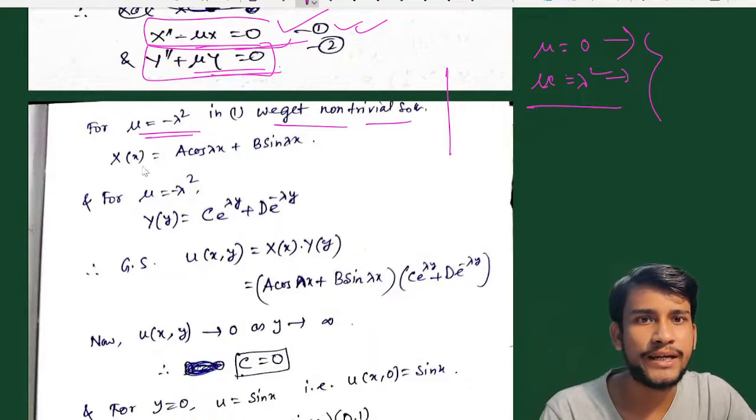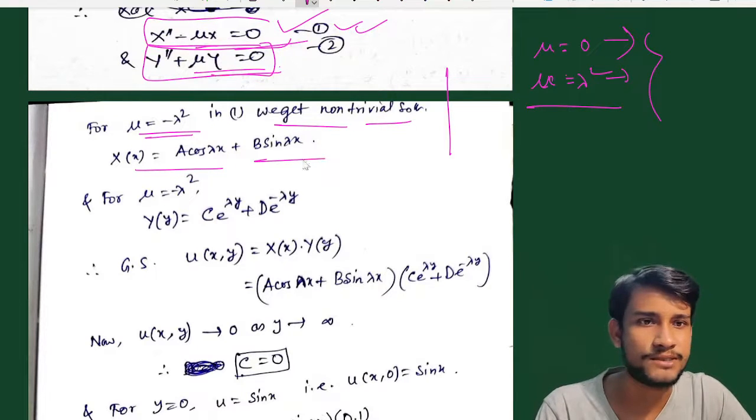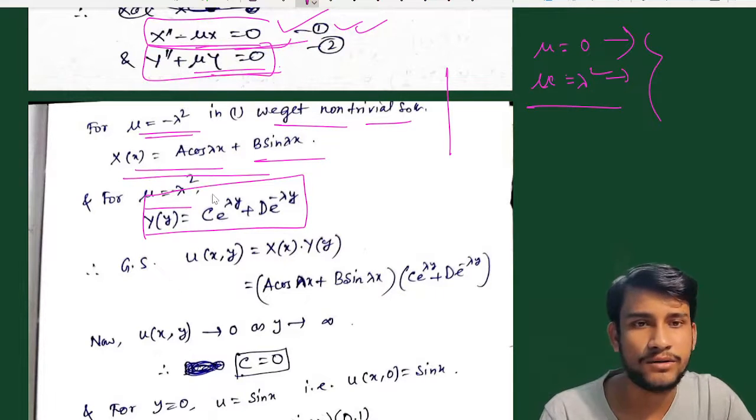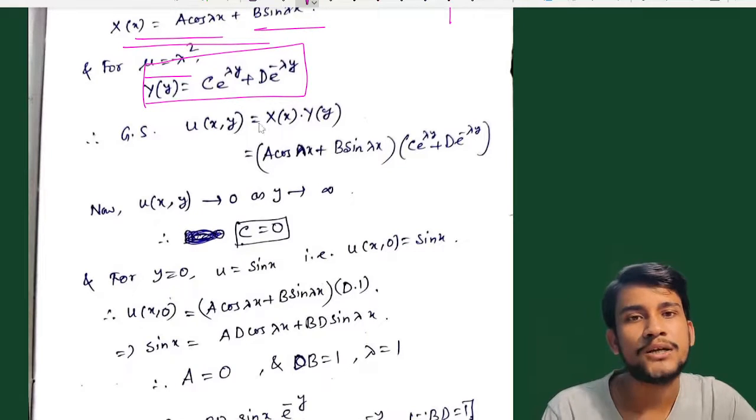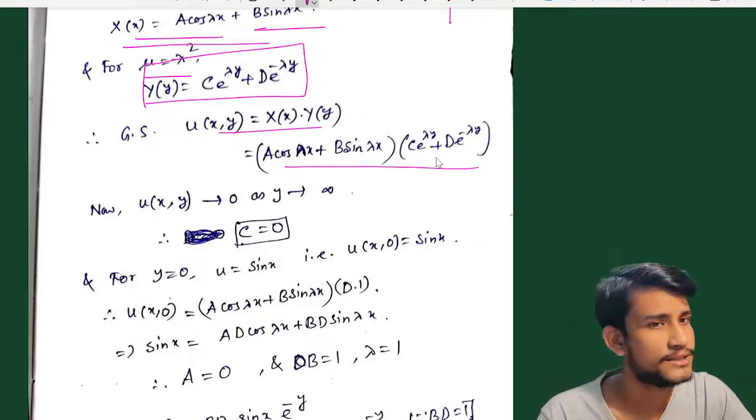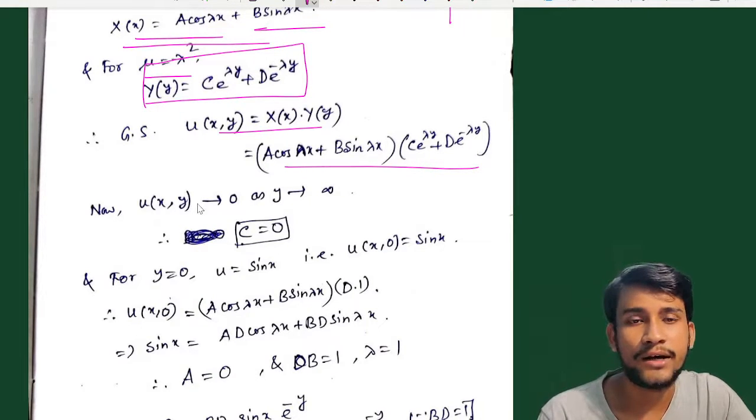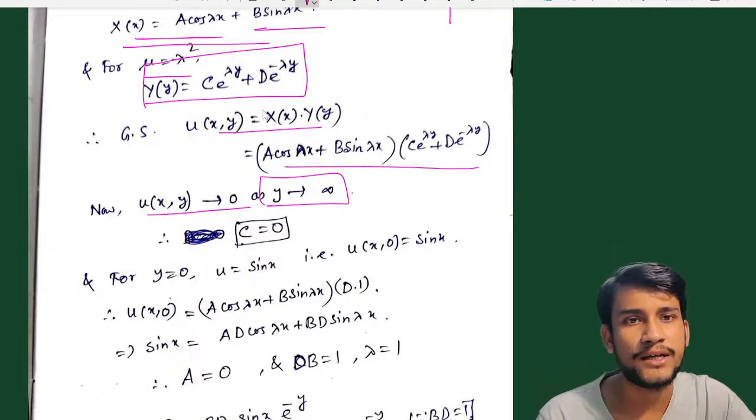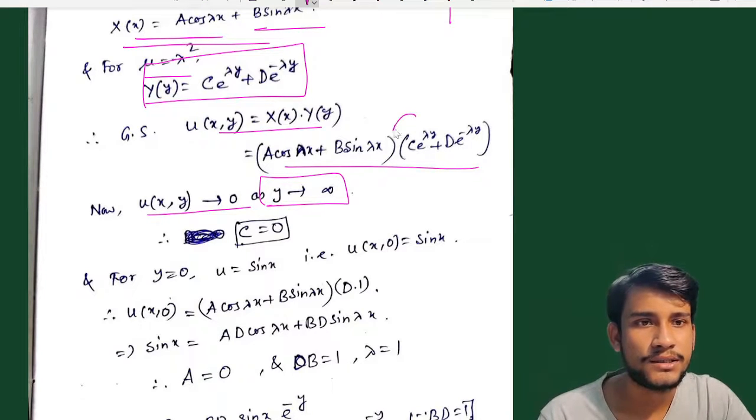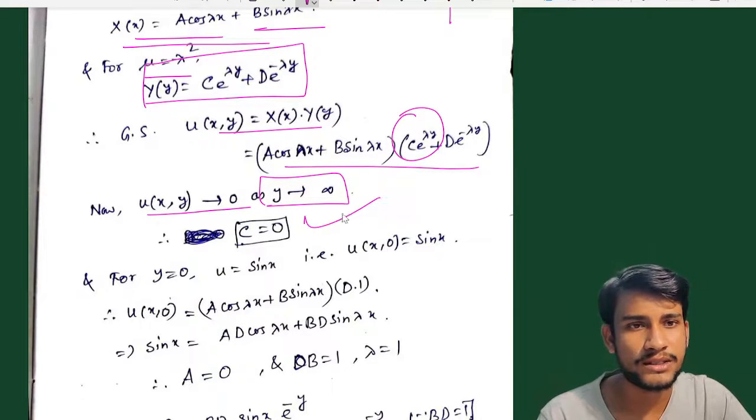So X equal to we get a cos λx plus b sin λx. For μ equal to minus λ square we get Y equal to this. So X equal to this and Y equal to this. You can see this. So the general solution is just this product. And now the conditions are given, u(x, y) tends to 0 as y tends to infinity. That means y tends to infinity means this constant c will be 0, so this constant c is 0.